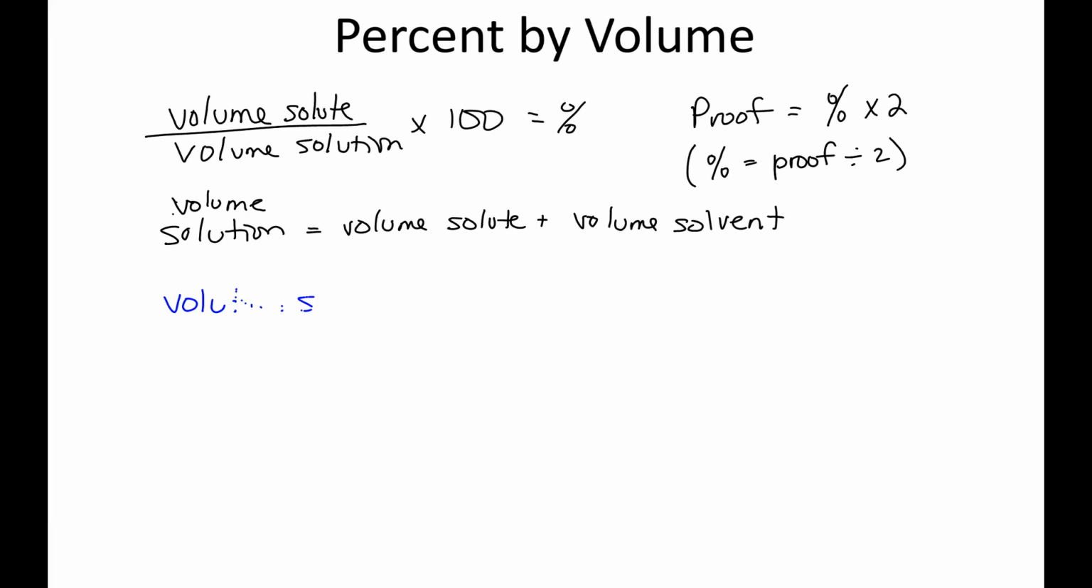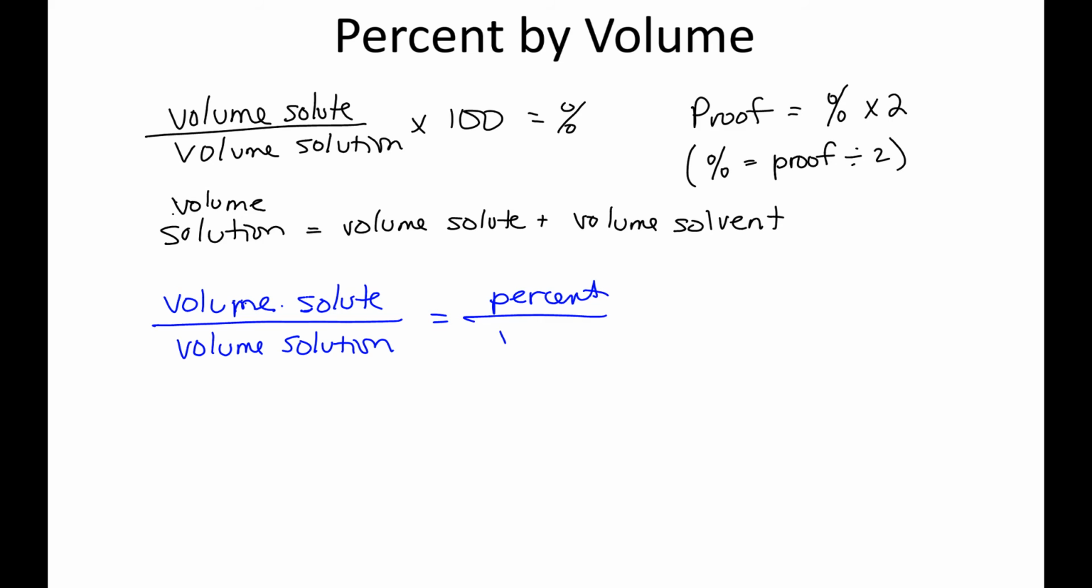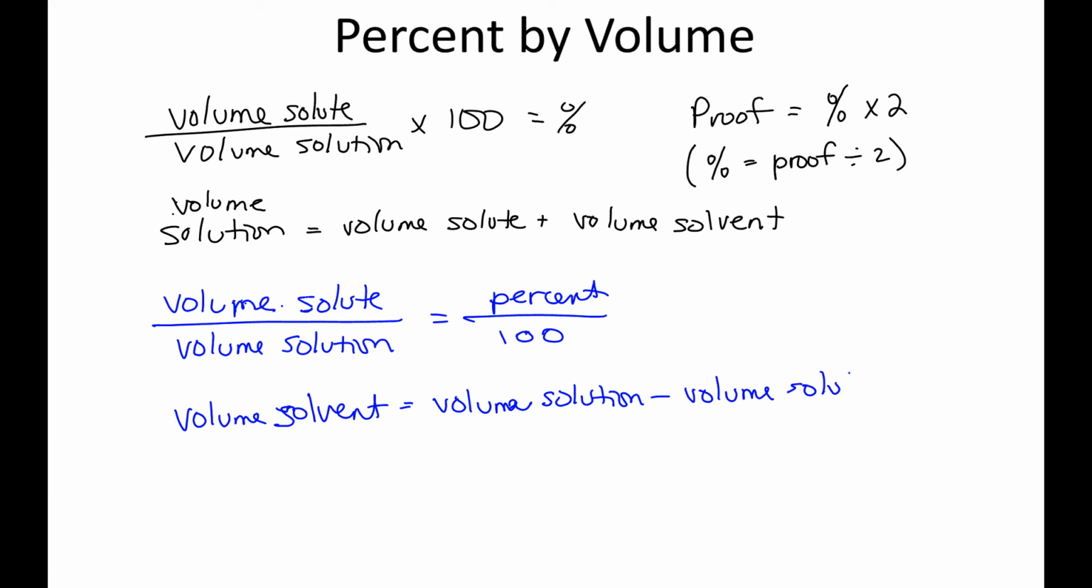So it's volume of the solute over volume of the solution equals percent divided by 100. Okay? And of course, volume of the solvent is equal to the volume of the solution minus the volume of the solute. Okay?